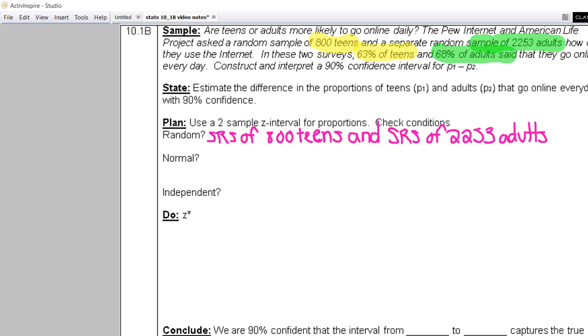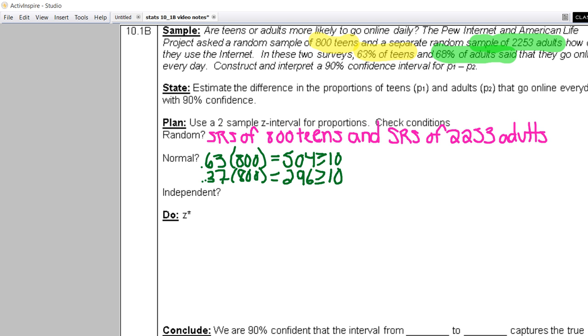Normal. Okay, so now we have to check and see if it's normal. So now we're going to do 0.63 times 800, and we're going to go ahead and calculate that. So 0.63 times 800 is 504, which is definitely greater than or equal to 10. And then we take the remainder. So we have 0.37 times 800, which gives us 296. So that is greater than or equal to 10.